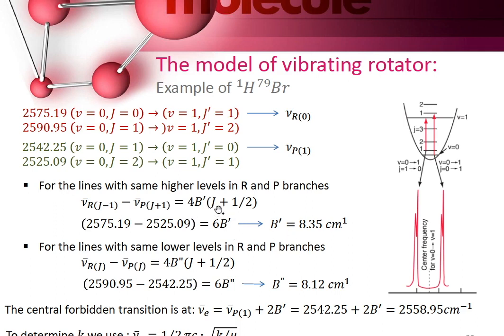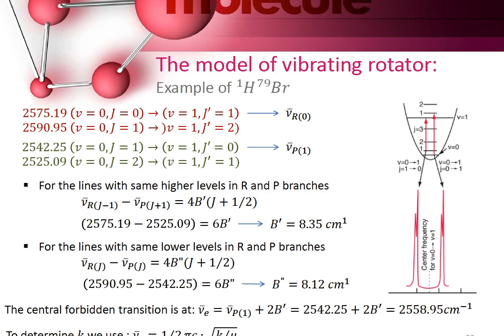Why have we taken J? Because J is the one that we started with. So that's the common one. The common one between these two is 1. So if you put in 1, it's 3 over 2 times 4, which is 3 times 2, so 6B prime. And we get B prime.